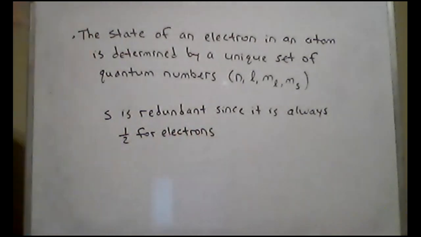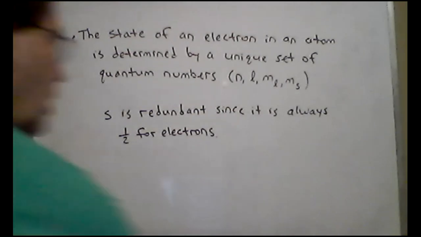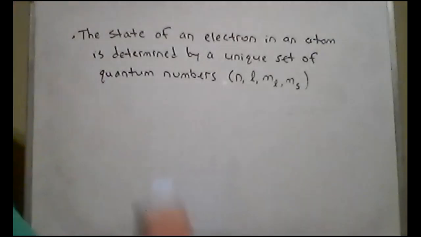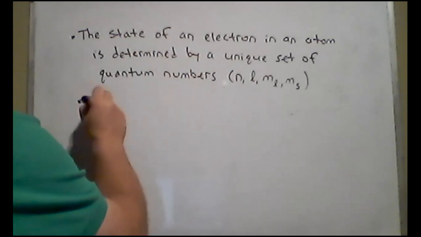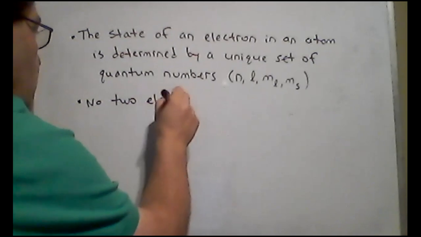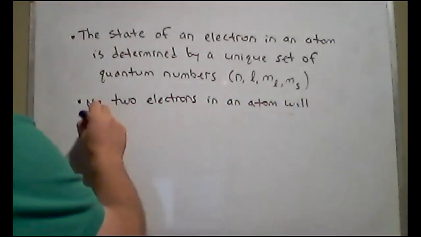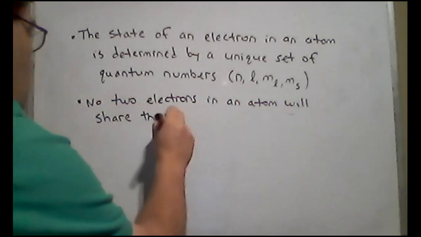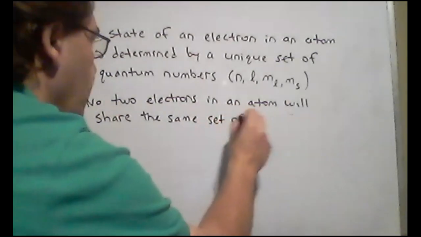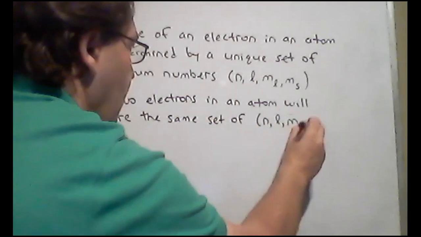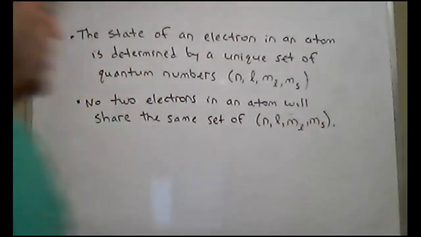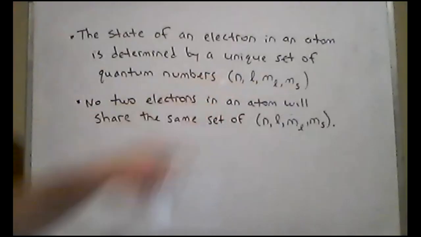Any electron is going to have a unique n, l, m sub l, m sub s combination. No two electrons will have the same n, l, m sub l, m sub s. That is what the Pauli Exclusion Principle tells you. The Pauli Exclusion Principle states that no two electrons in an atom will share the same set of n, l, m sub l, m sub s, i.e., they do not have the same quantum state. A quantum state is given by this address.